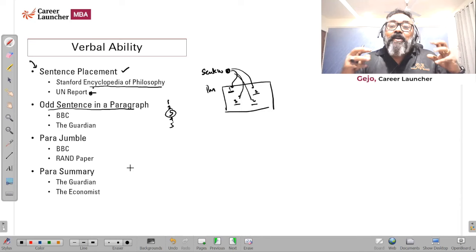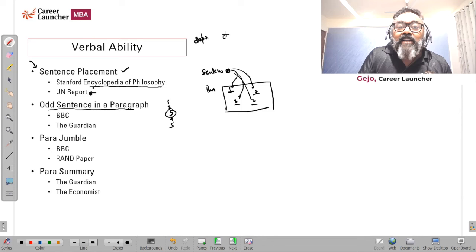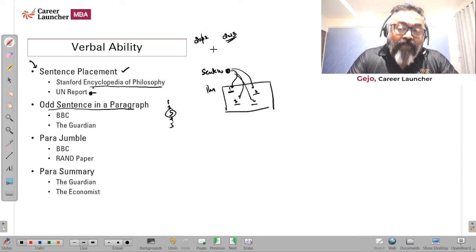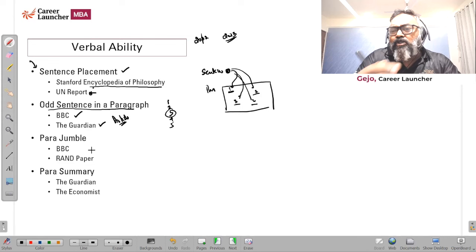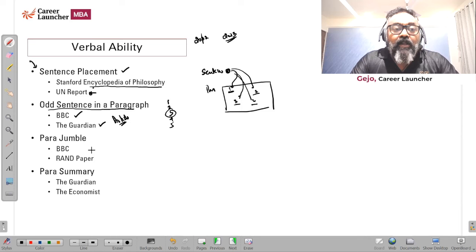So given the fact that in CAT 2022, this question was not asked, and suddenly it came in 2023, many of the students who prepared for CAT 2023 might not have really prepared for odd sentences. Could have, might have, right? But the good thing was these two were from BBC and The Guardian. Again, articles, not so much of a problem to handle those two questions. Then we had paragraph jumble.